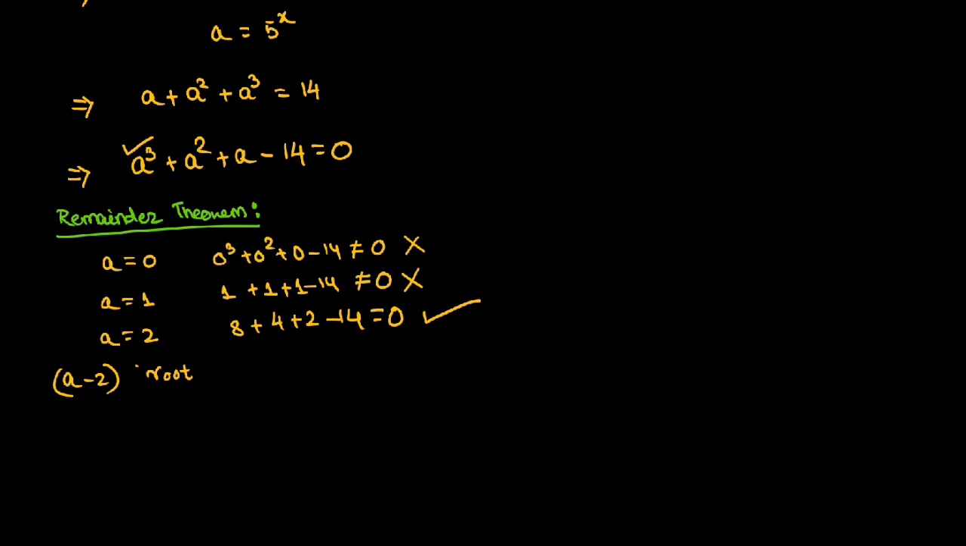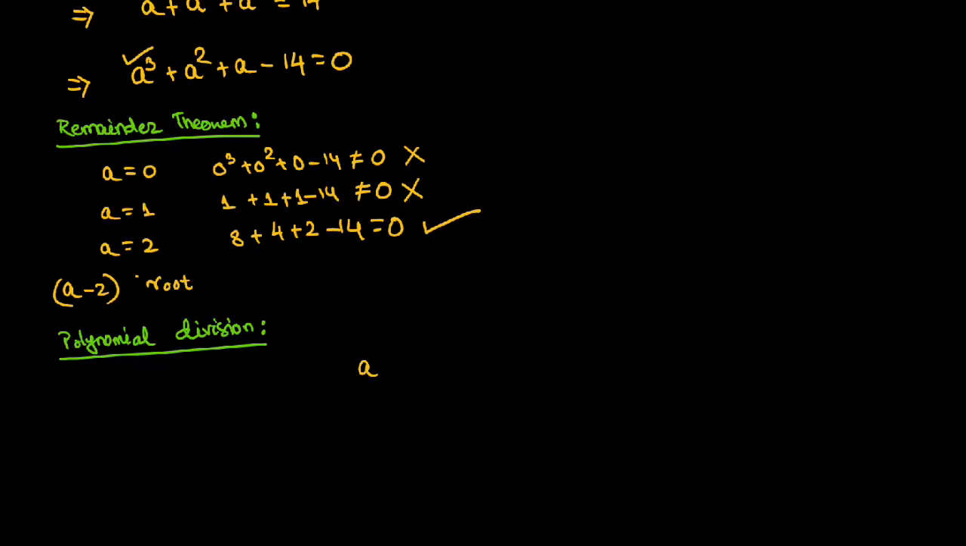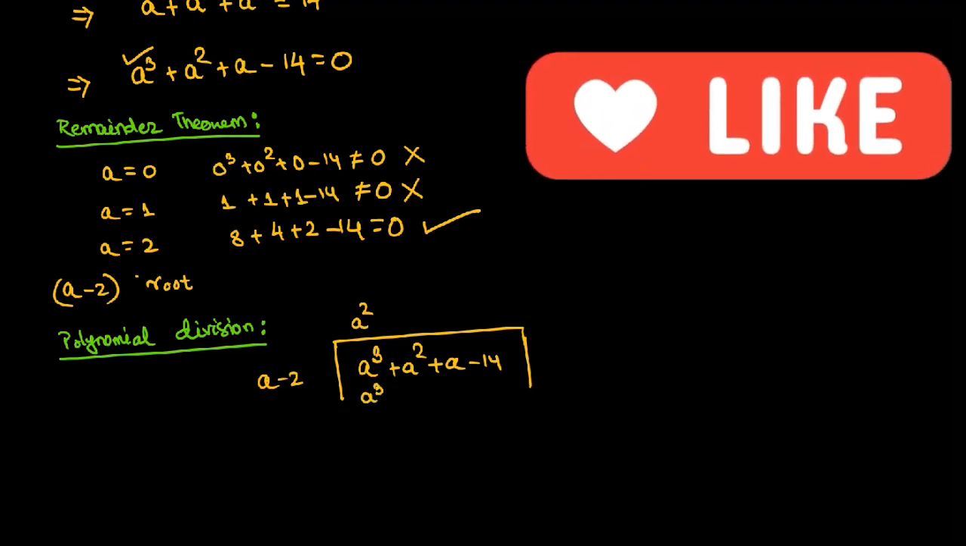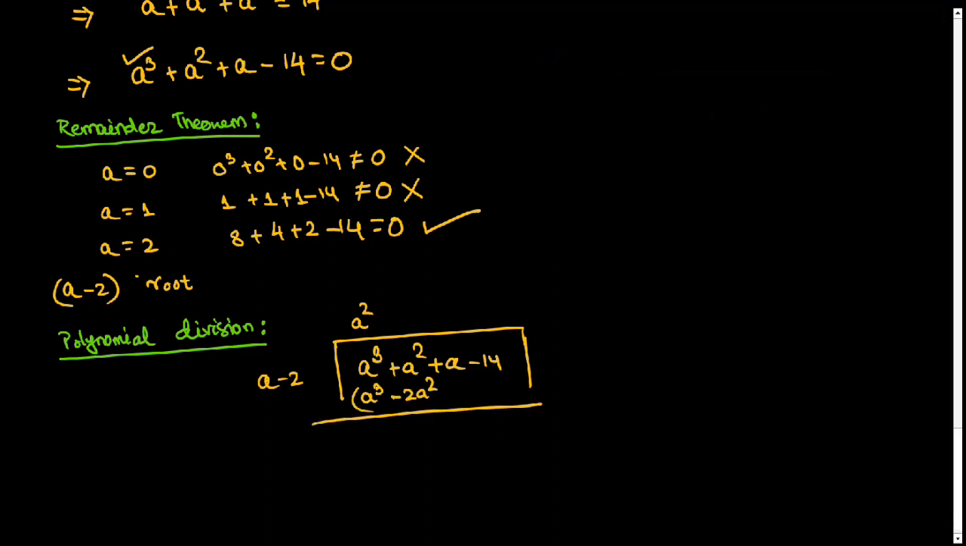Now, let us find the other roots by simple polynomial division. Divide a cube plus a square plus a minus 14 by a minus 2. As you know, if we multiply a square with a, it will become a cube, then a square multiplied with minus 2 will become minus 2a square. Subtract this term: a cube minus a cube is 0, a square minus minus 2a square, plus 2a square. So, it will become 3a square plus a minus 14.